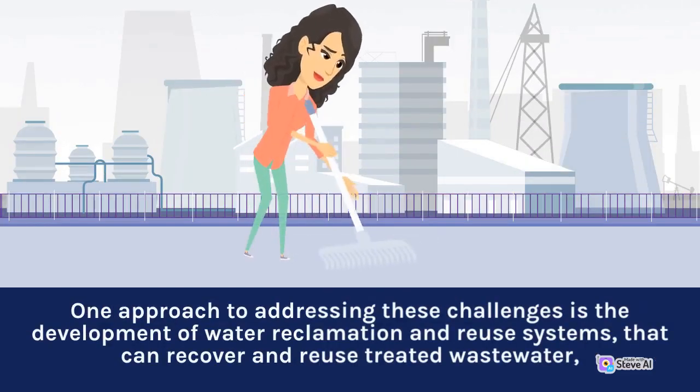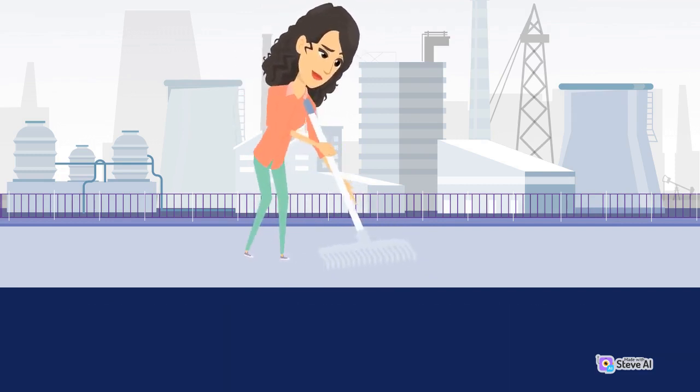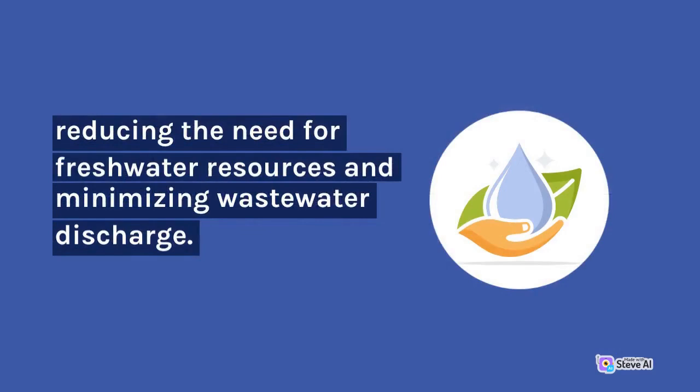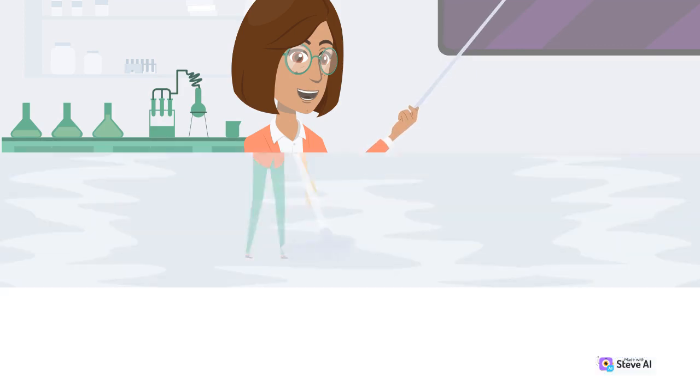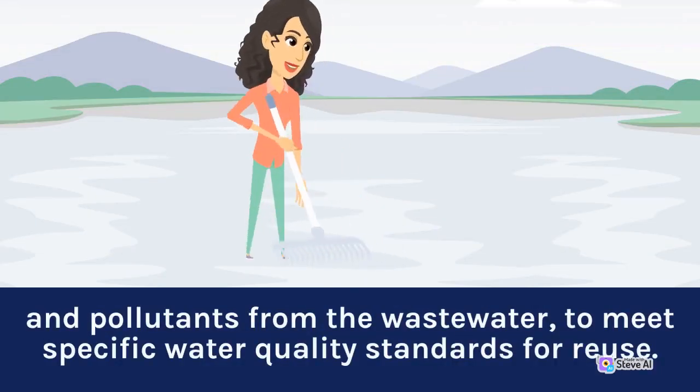One approach to addressing these challenges is the development of water reclamation and reuse systems that can recover and reuse treated wastewater, reducing the need for freshwater resources and minimizing wastewater discharge. Water reclamation and reuse systems can include measures such as membrane filtration, reverse osmosis, and ultraviolet disinfection that can remove contaminants and pollutants from the wastewater to meet specific water quality standards for reuse.